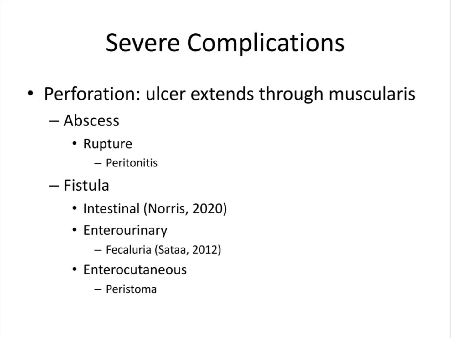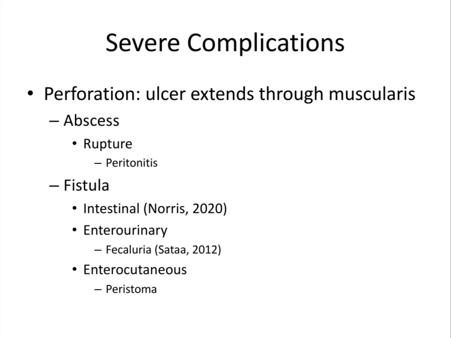Severe complications involve perforations of ulcers. This is when an ulcer extends through all layers of the intestinal wall. Abscesses formed by the perforations can rupture into the peritoneal cavity and cause peritonitis. Perforation can also lead to fistula formation between sections of the intestines, or between the intestine and bladder, which is an enterourinary fistula. The patient may present with fecaluria, which is feces in the urine.